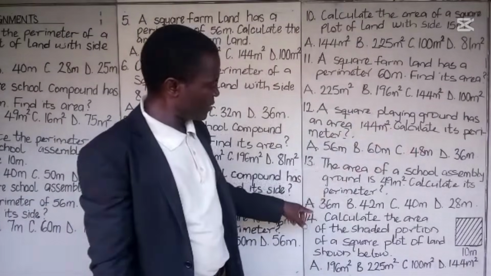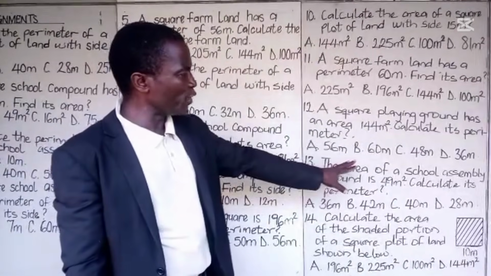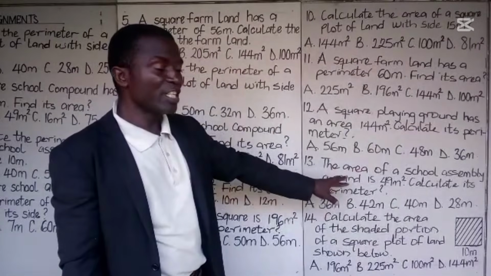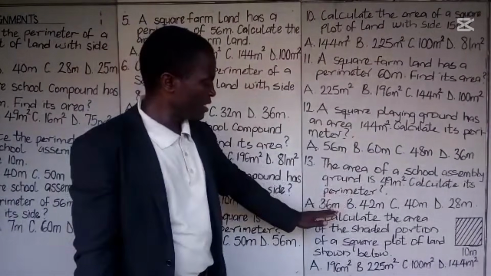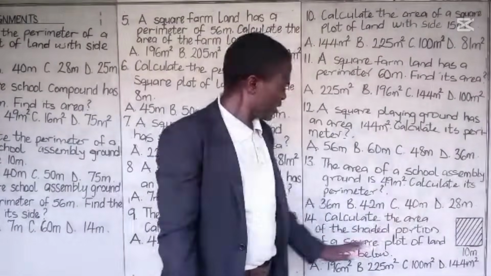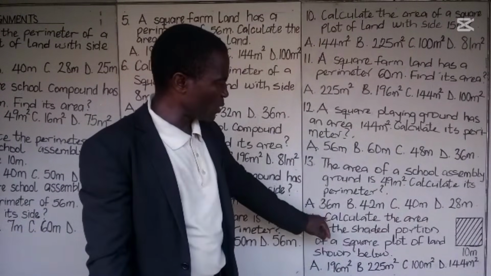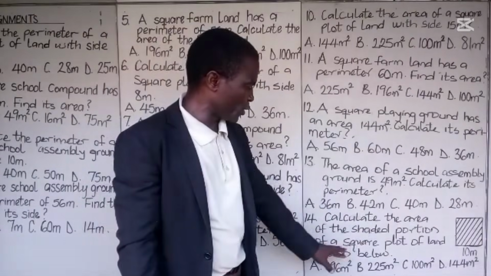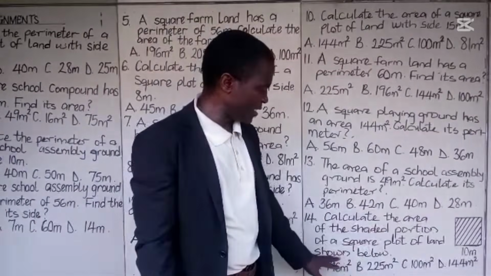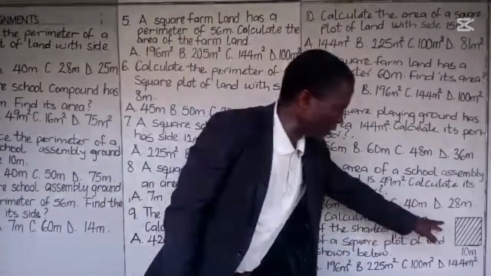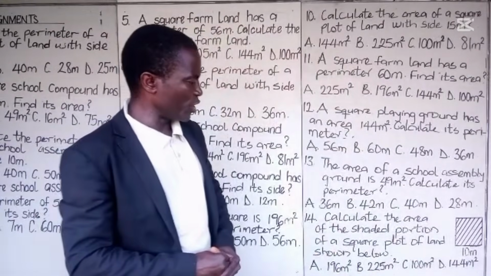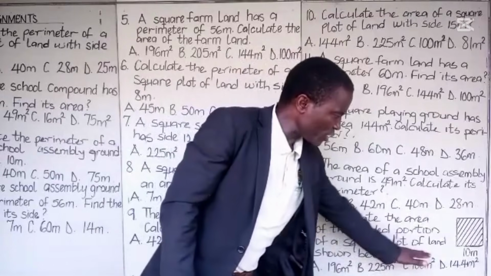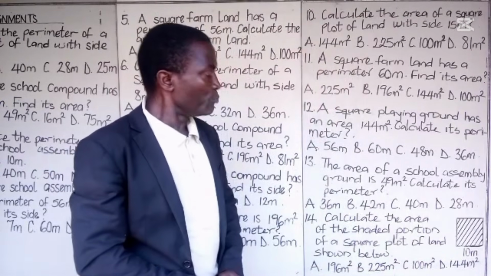And finally, number 13: the area of a school assembly ground is 49 meters square. Calculate its perimeter. Here are the options. Finally, number 14: calculate the area of the shaded portion of a square plot of land shown below. Here is a square plot of land. You are asked to calculate the area of the shaded part. The options are also given below.